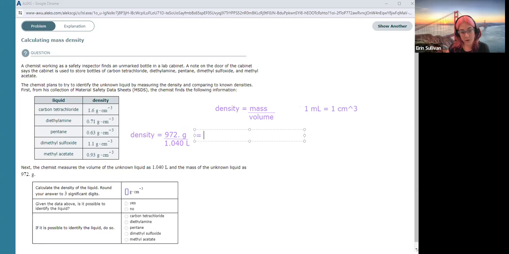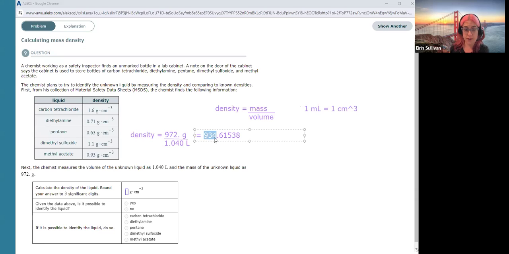Okay, so 972 divided by 1.040 gives me 934.615. But you know what? I'm going to write that all down and just go over rounding real quick. So this is too many, okay? So I need to give it to 3 sig figs, which would be 934.